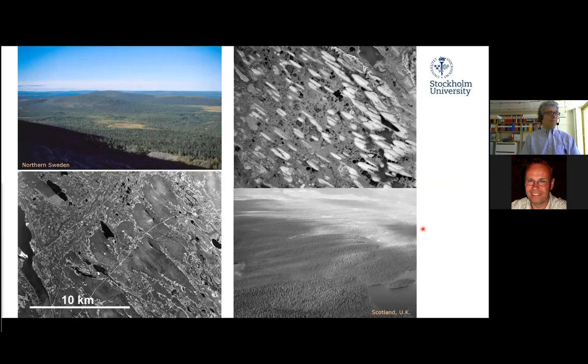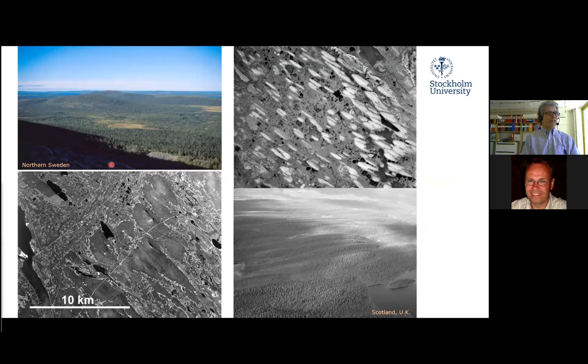Well, they're gentle landforms. Here we're standing on one. Where it says northern Sweden, we're basically standing on the ridge of one of these drumlins. And here in the foreground, you see the stoss side, and then you're getting the tail of the lee side.